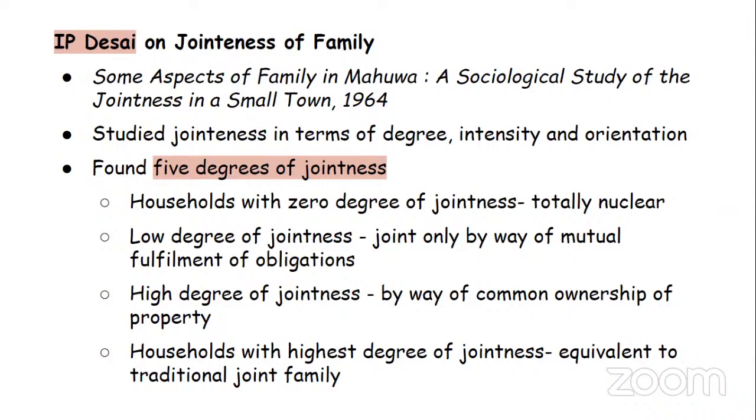Then there are households with highest degree of jointness, and they are equivalent to traditional joint family. So these are the 5 degrees of jointness found by I.P. Desai: households with 0 degree of jointness, low degree of jointness, high degree of jointness, and households with highest degree of jointness. Okay.